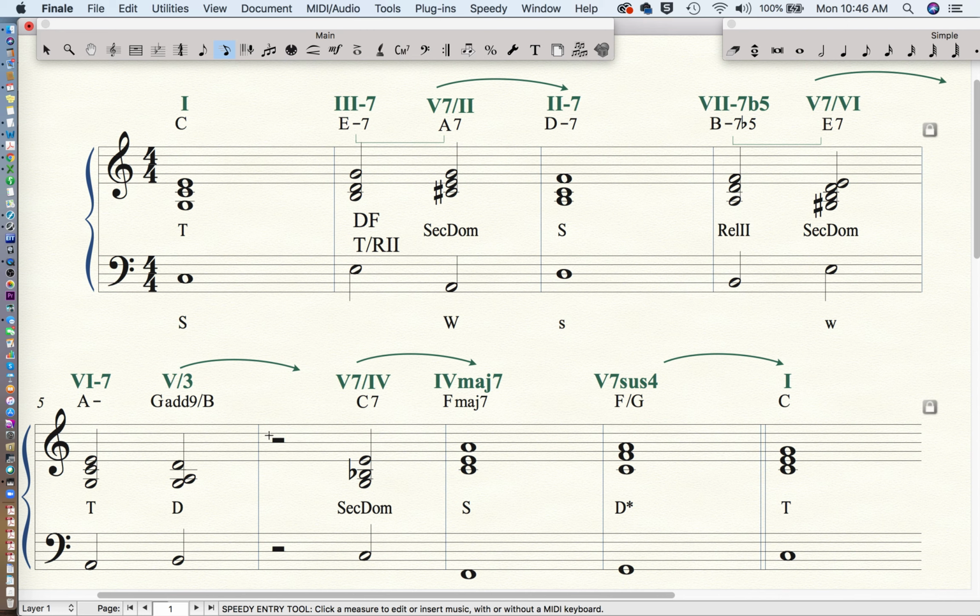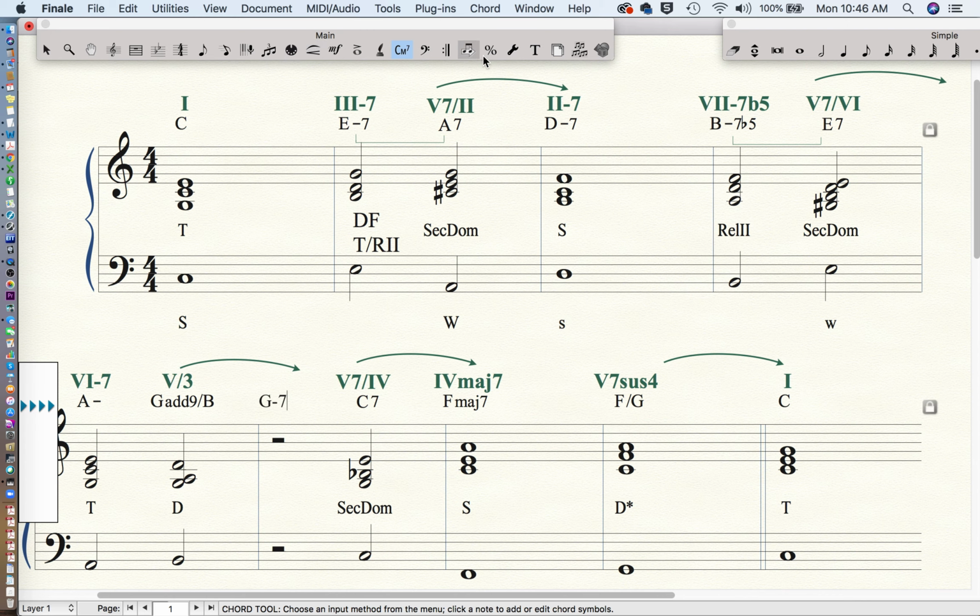Okay, and over here we are going to put in a related ii. What's the related ii of F? The secondary dominant is C7. The related ii is going to be G minor 7, and usually that would be a minor 7. It could be a minor 7 flat 5, but usually that would be a minor 7.